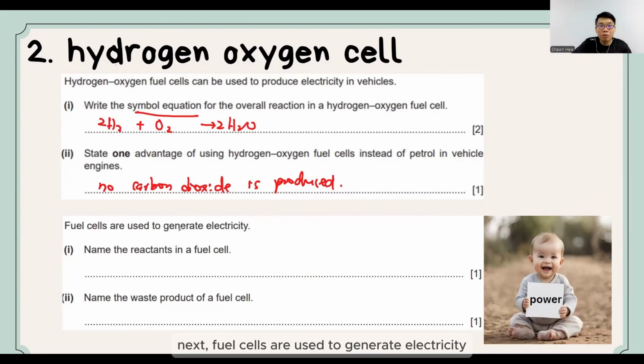Next, fuel cells are used to generate electricity. Name the reactants in a fuel cell: hydrogen and oxygen. Name the waste product: only water.